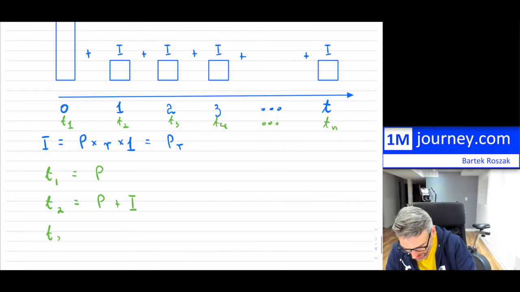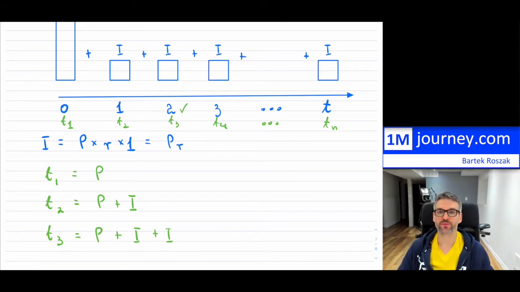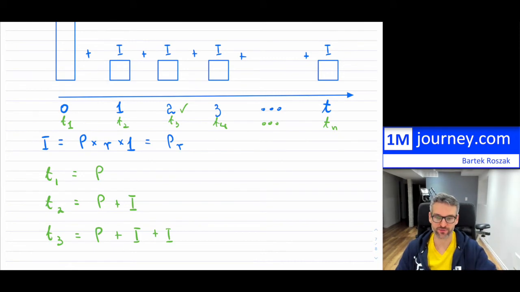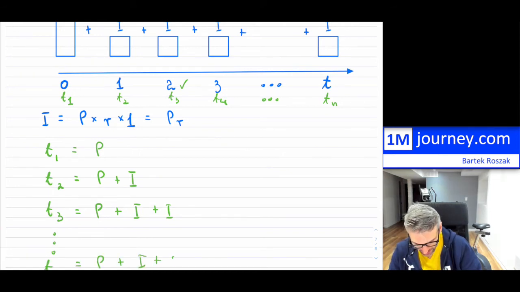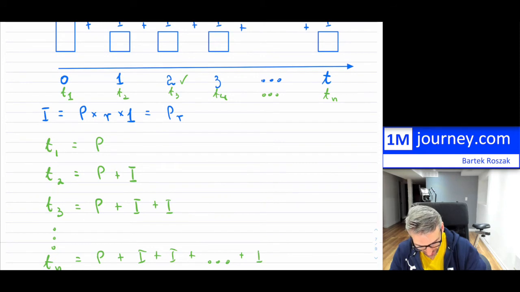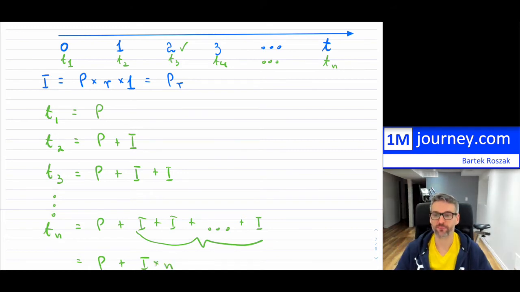Your term number 3 turns out to be your principal plus now 2 of the interests, so this is after 2 years. So term 3 is actually just 1 ahead of how many years you've been invested. And you can probably guess that term number n is going to be P plus I plus I, and this keeps going so that you have n of these I's. So this is nothing else but P plus I multiplied by n, because you have n of them.